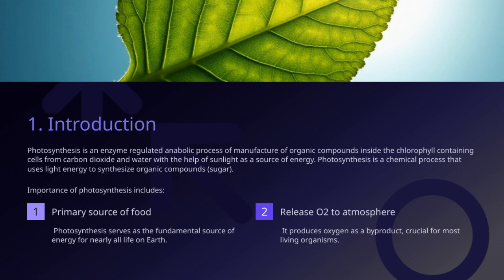At its core, photosynthesis is an enzyme-regulated anabolic process. It involves the manufacture of organic compounds, mainly sugars, inside the chlorophyll-containing cells. This process uses carbon dioxide and water, with sunlight acting as the energy source. It's a fascinating chemical process where light energy is transformed into the chemical energy that fuels life.